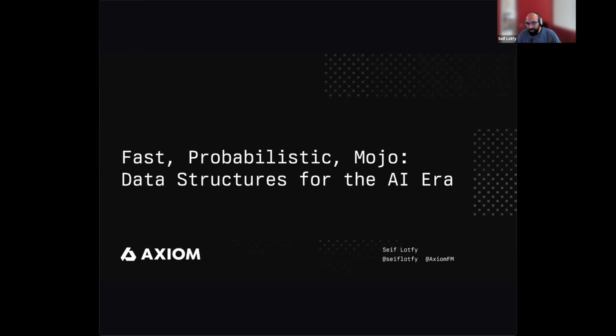Sorry for putting the company logo and stuff like that, but I'm keeping this very open. So my idea is fast probabilistic data structures in Mojo for the AI era. I forgot to change the title, but it's still in the same realm.